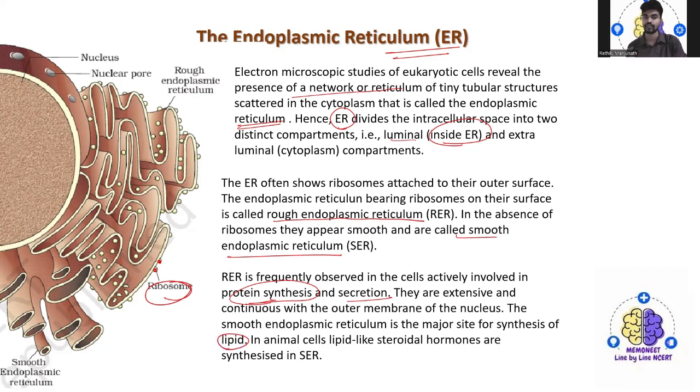Okay. So for protein synthesis, you will see rough endoplasmic reticulum. For smooth, you will see lipid synthesis. So in animal cells, lipids like certain hormones, such as steroidal hormones, are synthesized by the smooth endoplasmic reticulum.